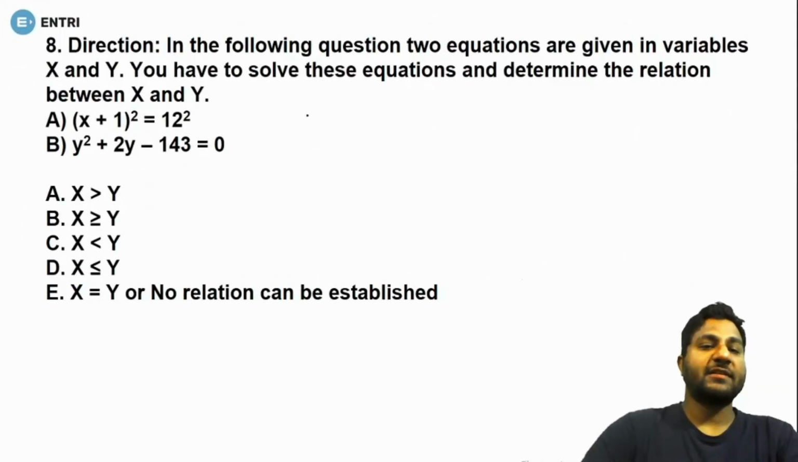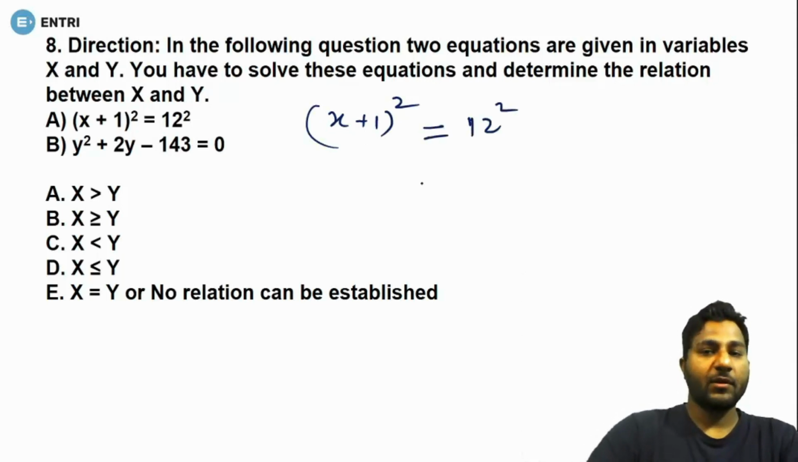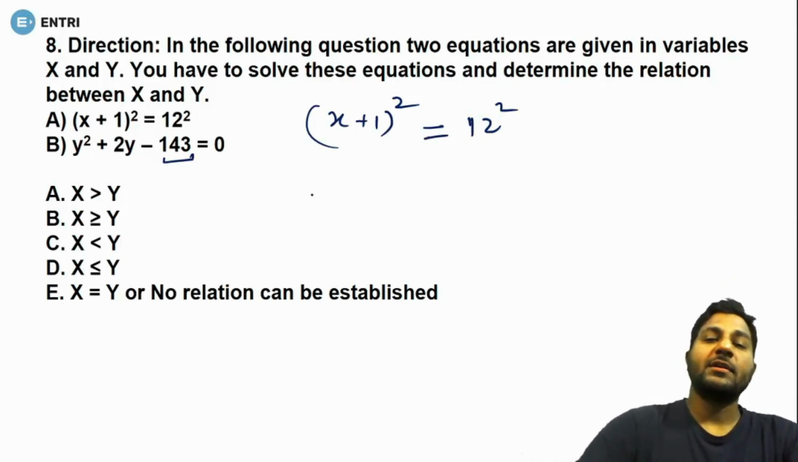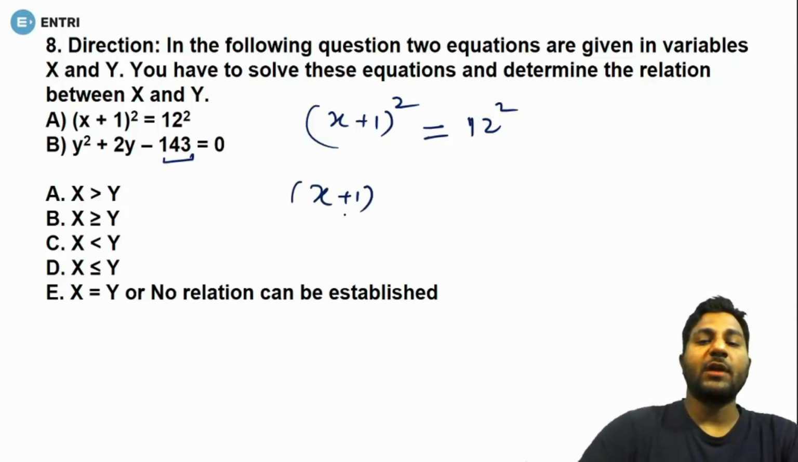The next question says that (x + 1)² − 12² = 143. Okay, now how are you going to solve this question? While the second one says that... 143. Okay, now let's put it here: (x + 1)² − 12² is equal to 0.